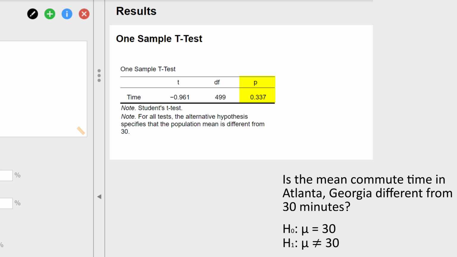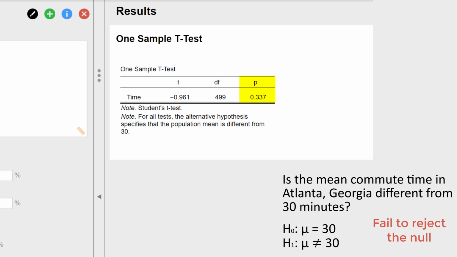We can use this p-value to make a decision about our hypotheses. We'll use a standard 0.05 alpha level. Since the p-value is greater than the alpha level, we fail to reject the null hypothesis. There is not evidence that the mean commute time in the population of all of Atlanta is different from 30 minutes.